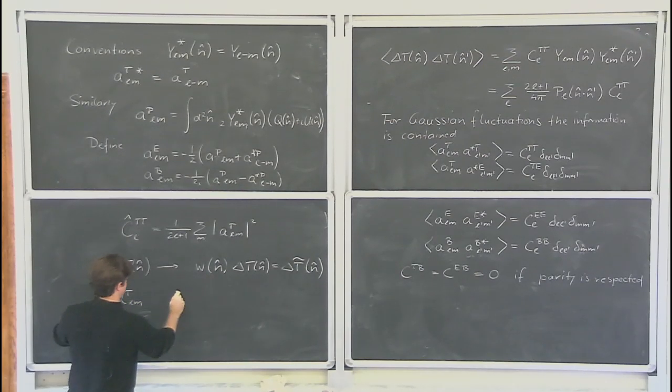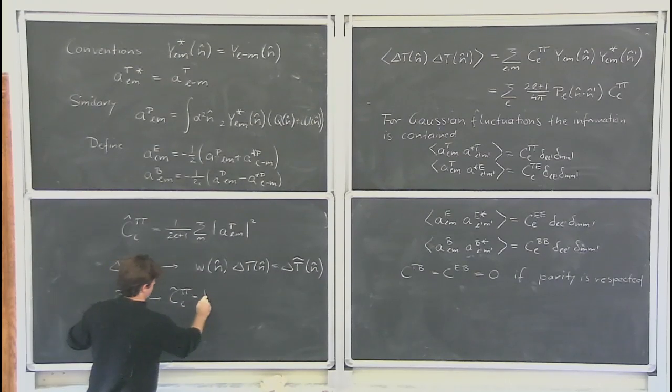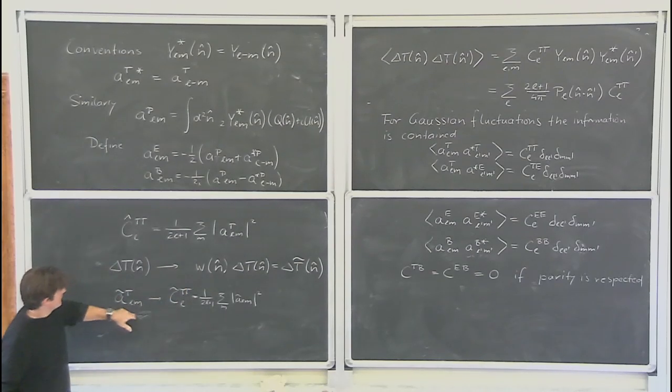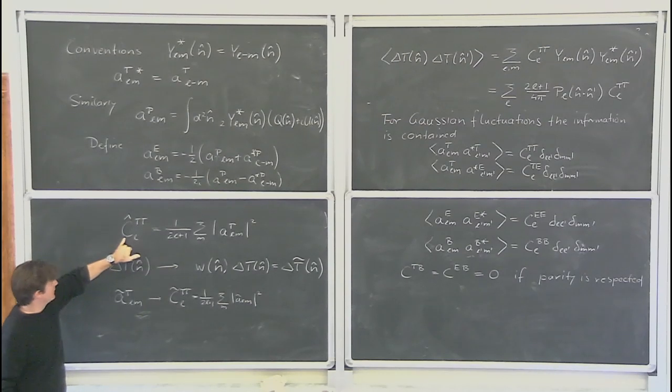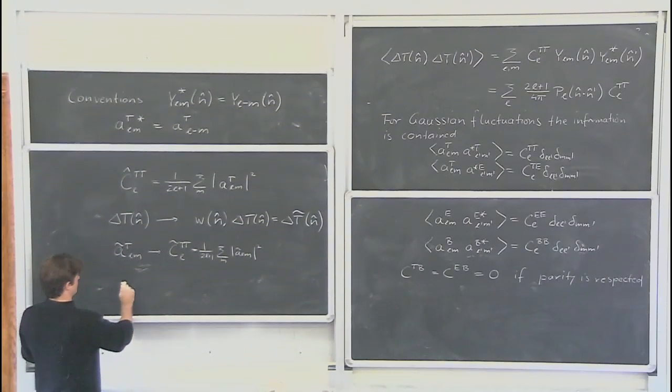You can compute some C_L tilde TT from these in the usual way. So these are still 1 over 2L plus 1, sum over M, a_LM tilde squared. And then the question is, how are these tilde C's related to the underlying C_Ls that you're trying to estimate? If you want, we can go through it in more detail, but eventually you can work it out analytically how this works.